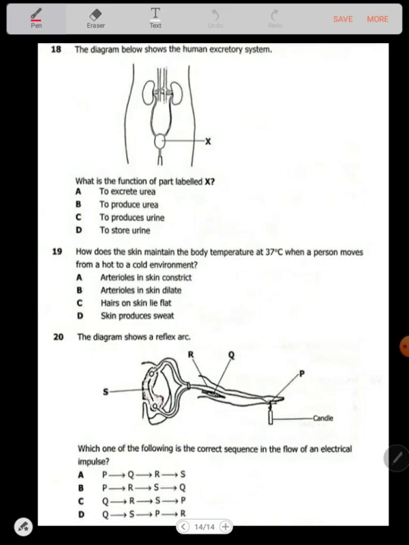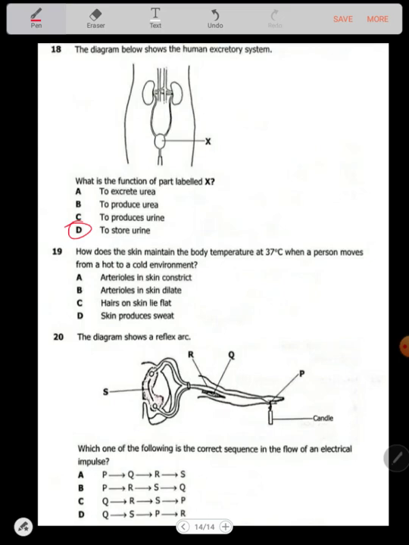The diagram shows the human excretory system, also known as the urinary system. Now it says, what is the function of the part labeled X? The part labeled X, you can say that is a bladder. Now, what's the function? It is to store urine. Sometimes they will say to store urine, and sometimes they'll say to store urine temporarily. If there are these two options, the best option to go for is to store urine temporarily.